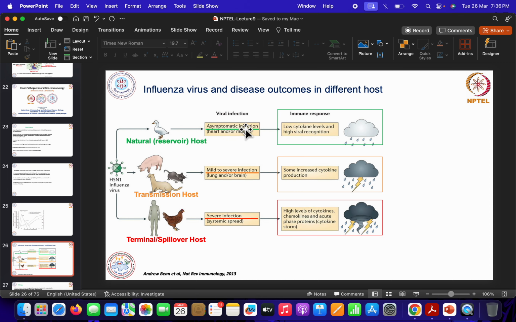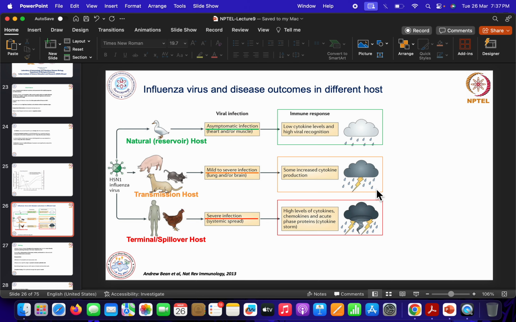Influenza virus and disease outcomes in different hosts. So for H5N1 or influenza virus, the natural reservoir or host is the duck. Viral infection is asymptomatic, with immune response showing low cytokine levels and high viral recognition. In the transmission host, there is mild to severe infection with some increased cytokine production. And for the spillover host or terminal host, this is severe infection, with high levels of cytokines, chemokines and acute phase proteins produced, which is also called a cytokine storm.